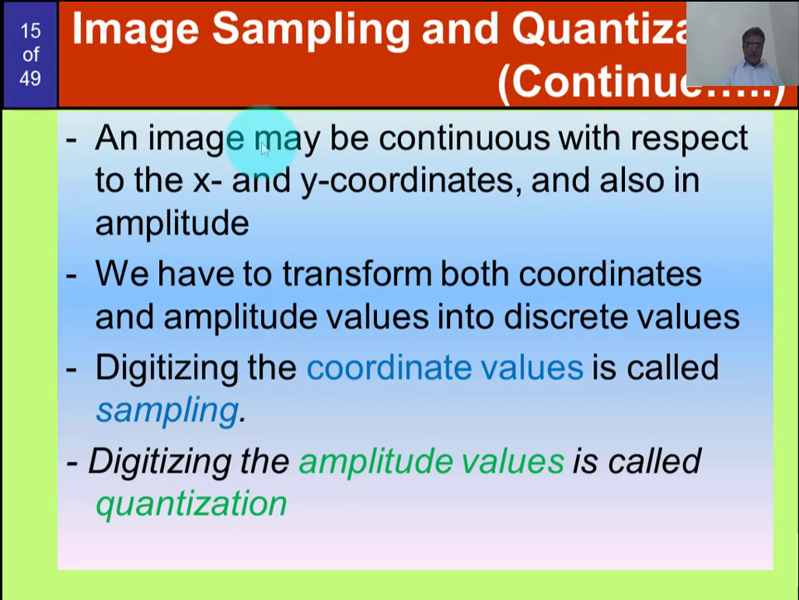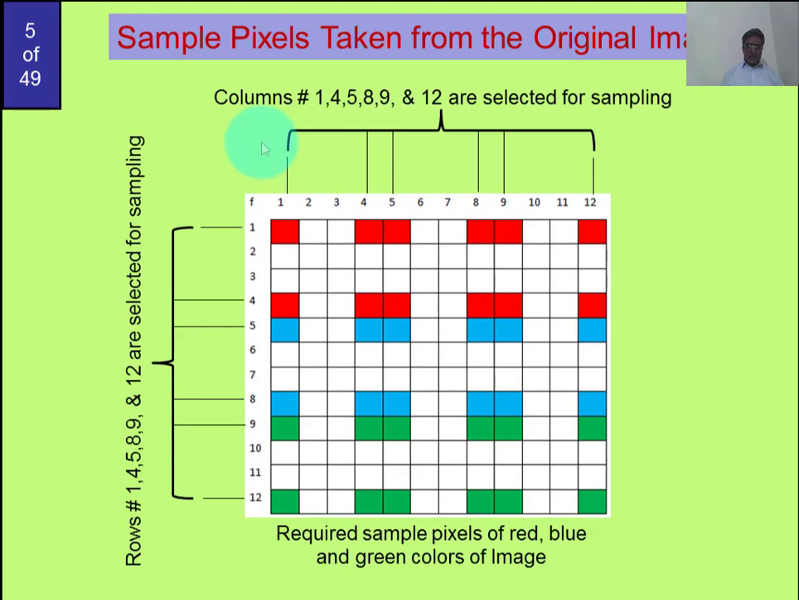During sampling, we lost rows 2 and 3. We have lost these 2 rows, and we have lost these 2 rows also. We have also lost these 2 rows. And similarly, we have lost columns 2, 3, 6, 7, and then 10 and 11. These columns have been lost, and the resulting image is this.